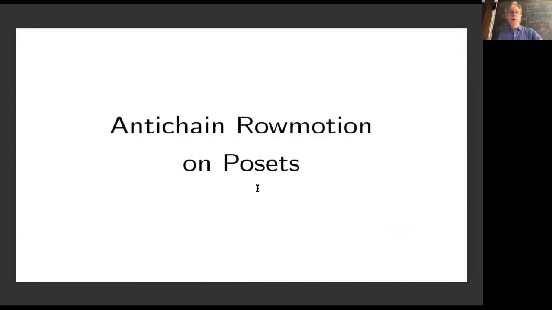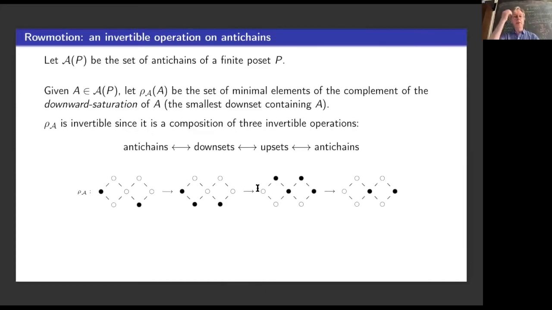Okay, and so this is really the last example that I'm going to do, except I'm going to lift it to several levels. So antichain rowmotion on posets. This is an old map that you can understand combinatorially most easily as you start with an antichain, and then you can make the downward saturation of that, which is just you look at all elements that are less than or equal to any element of the antichain, and you end up with this set in the example.